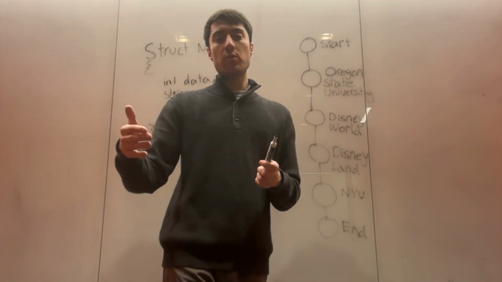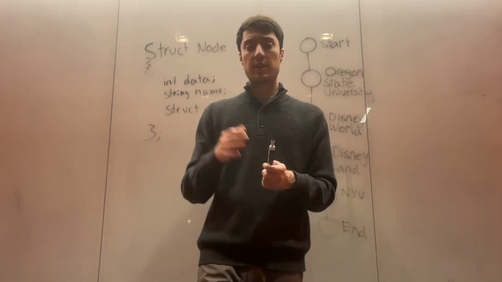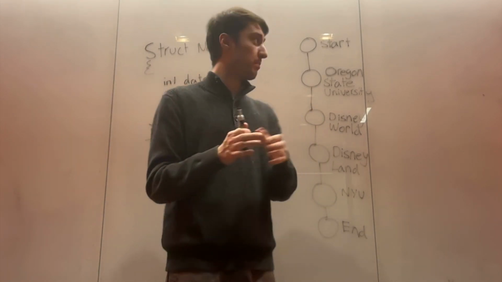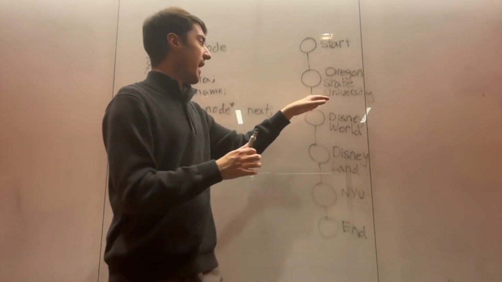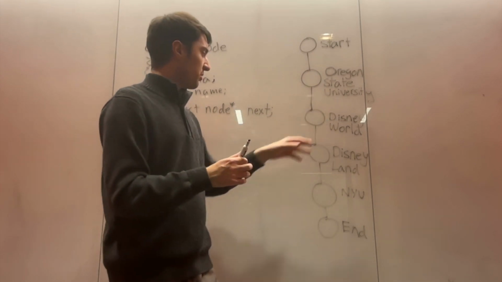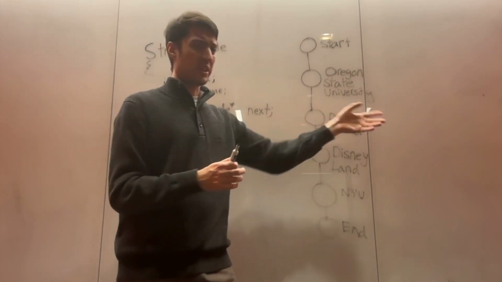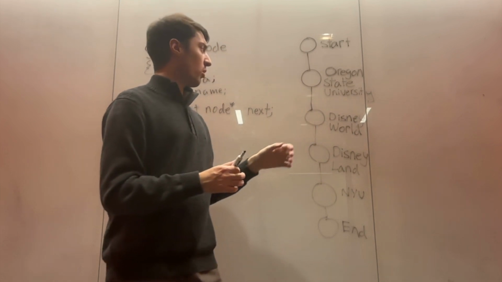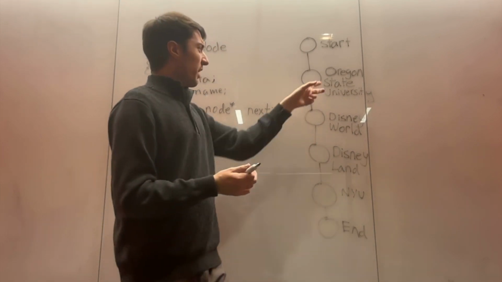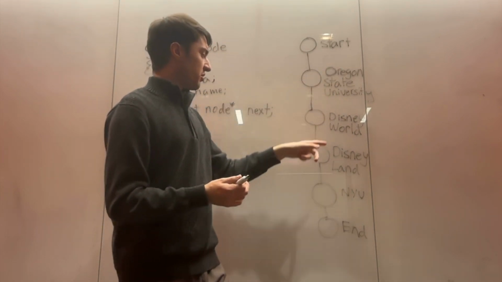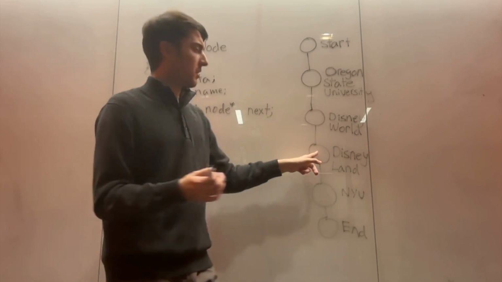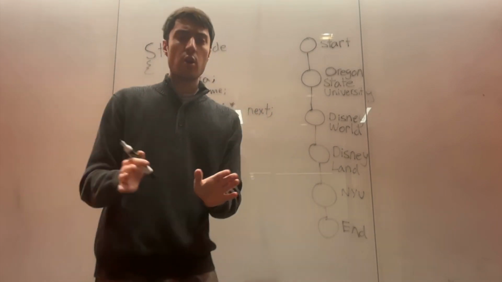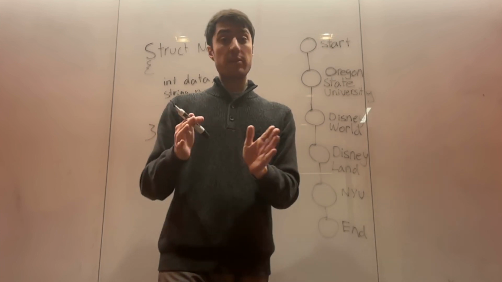And in the next video, we are going to be discussing how to actually build this linked list. How do you add a node? Let's say you don't want Disney World in your linked list anymore. Okay, now we need to connect Oregon State University directly to Disneyland. Well, how do you do that? So we'll go through it and talk about that in the next video.